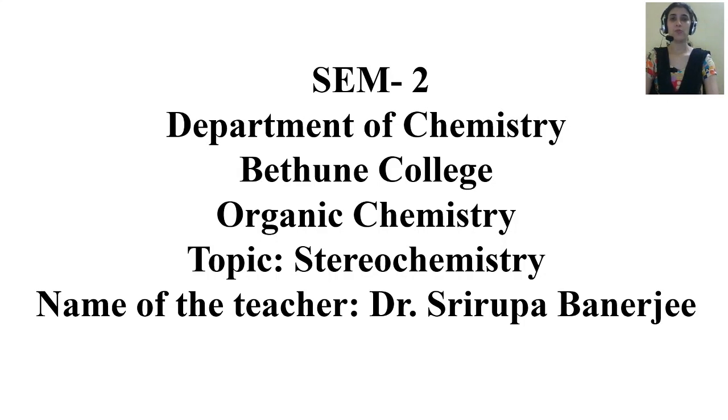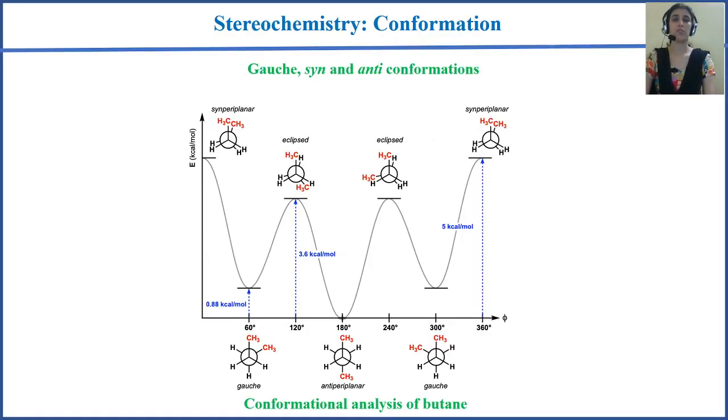Now we are learning about the conformational analysis of butane to explain gauche, syn, and anti conformations. Now I am starting from here. This is the potential energy curve, this is the potential energy and this is the dihedral angle. We are considering the butane molecule.